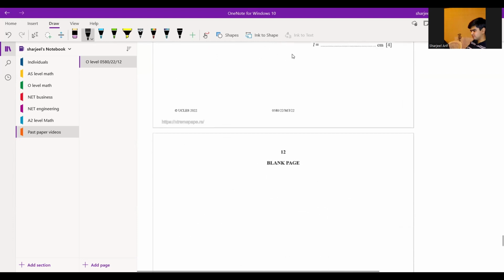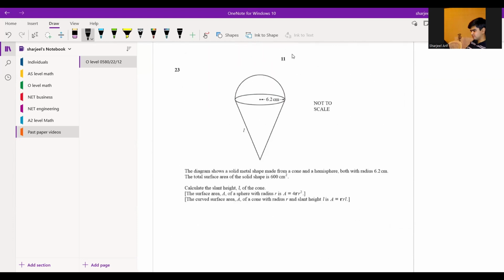For question number 23, we have a diagram showing a solid shape made from a cone and a hemisphere, both with radius 6.2, right? So the total surface area of the shape is 600. The surface area of a sphere is 4 pi r square, and the curved surface area of the cone is pi rl. We have to find the slant height L.